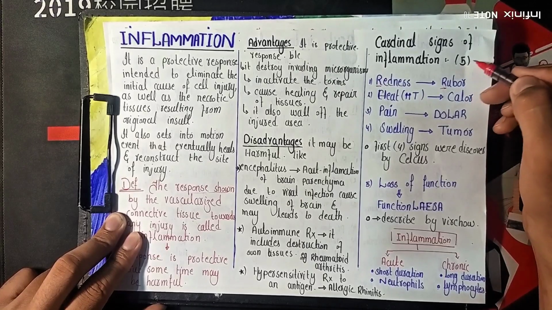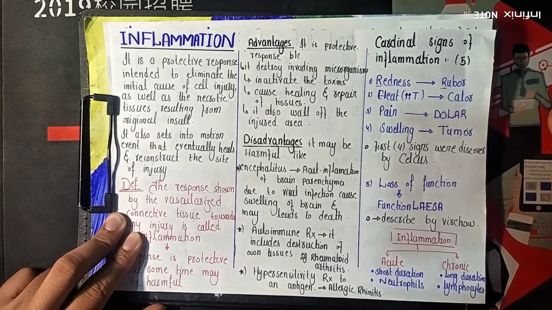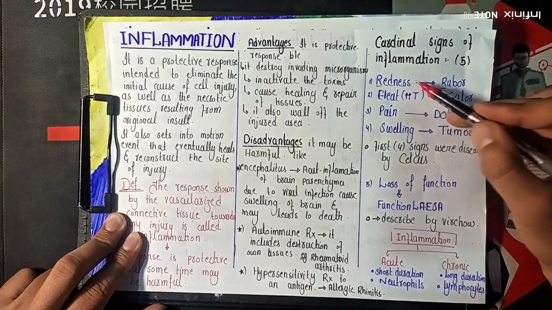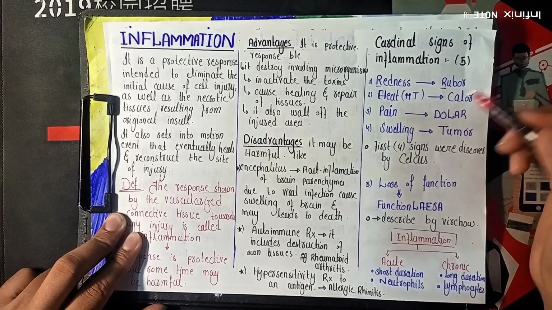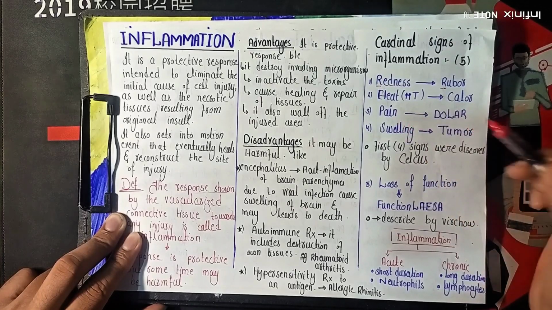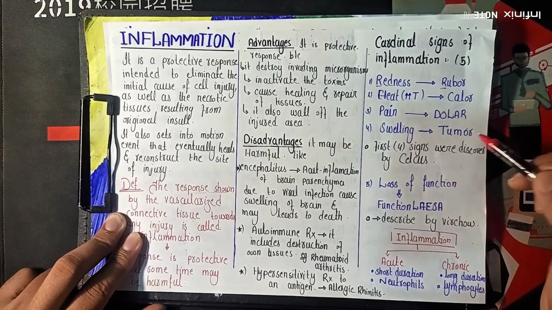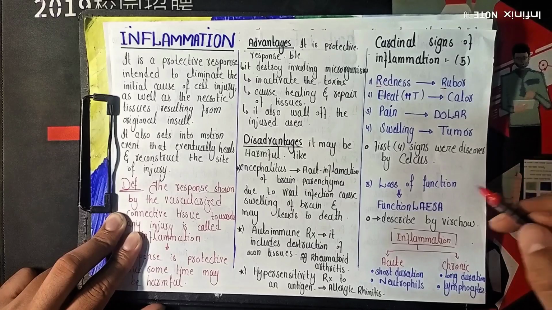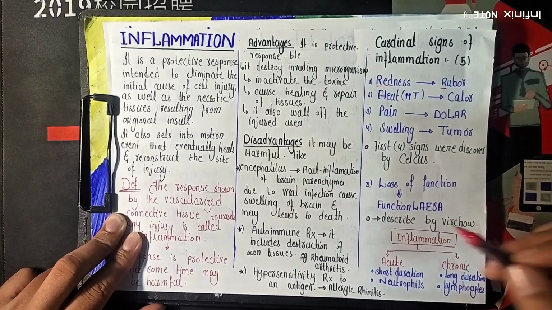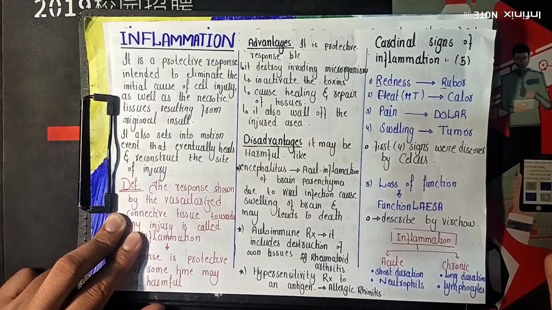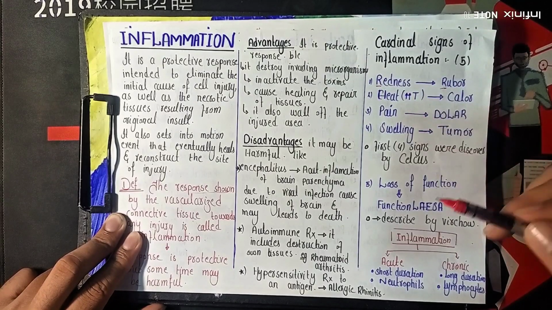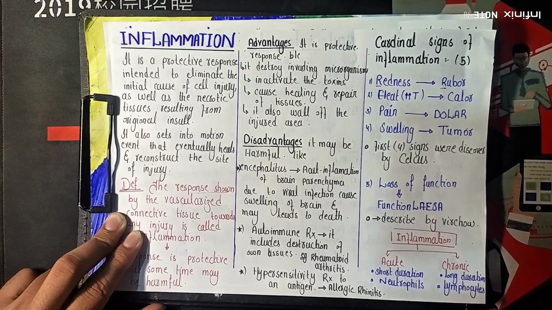अब बात करते हैं about the cardinal signs of the inflammation. So the inflammation contains the five main cardinal signs. The first four signs were discussed by Celsus, and they include the redness, which is known as the rubor. Second one is the heat, which is known as the calor. The third one is the pain, which is known as dolor. And the fourth one is the swelling, which is known as the tumor. And the last one, which is the loss of function, also known as the functio laesa. And this sign was discovered by Virchow. So the cardinal signs include redness, heat, pain, swelling, and the loss of function.